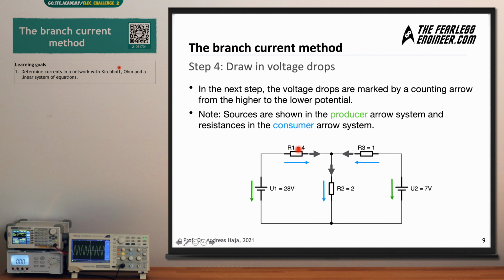Then in the fourth step, we're going to draw in the voltage drops, which we assume using the reference arrow system, which we have talked about before. The producers in this network are depicted in green and the consumers are depicted in blue. And as we have assumed these currents here, we are then also assuming the voltage drop direction. For consumers, it's pointing in the same direction, the reference counting arrow. So R1 is pointing from left to right, R3 is pointing from right to left, and the sources are pointing from the positive to the negative terminal.